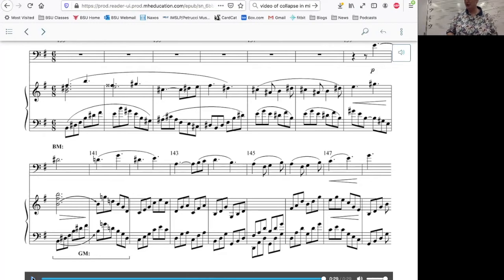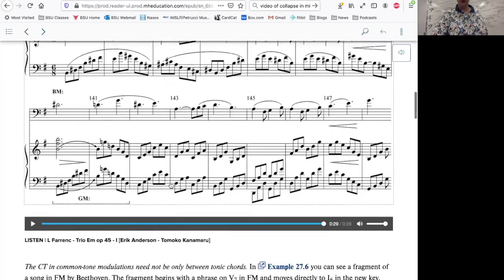Common tone modulations don't need to use a note from the tonic triad, and they're not necessarily confined to modulations between keys that are chromatic mediant related keys. I'd like to look at the next two examples in the textbook, example 27.6 and example 27.7, to illustrate these other kinds of common tone modulations.